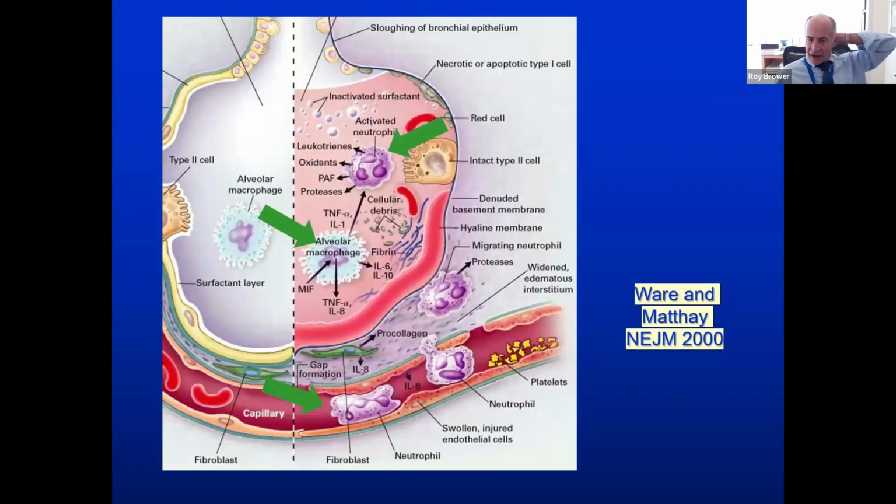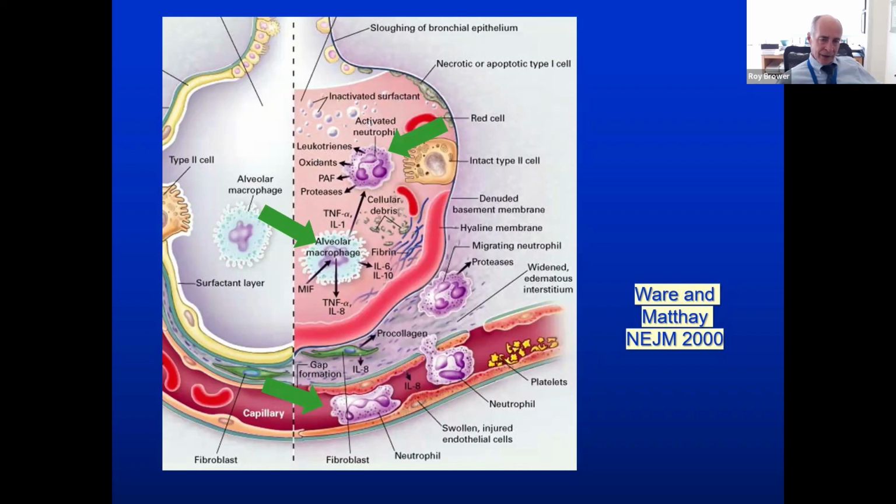So here's a busy slide from Matthay and Ware, published actually 24 years ago in the New England, that's a nice representation of numerous factors that contribute to the pathogenesis of ARDS. Focus on the left first. This is a normal alveolus. There's a type 2 pneumocyte on the left, an alveolar macrophage in the center. These macrophages normally reside in the alveolus. And there's a layer of surfactant generated by that type 2 pneumocyte.